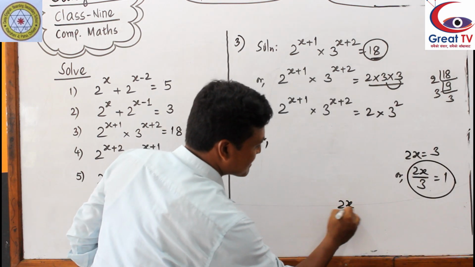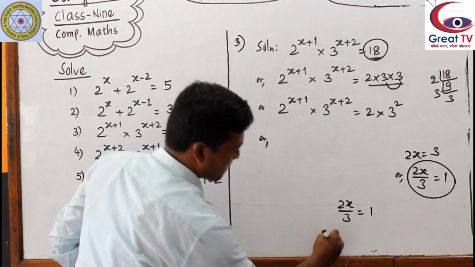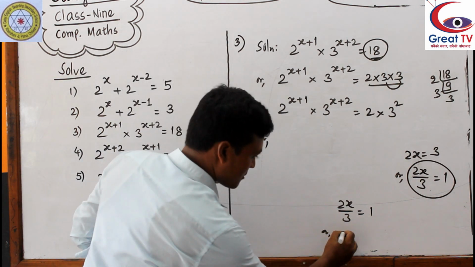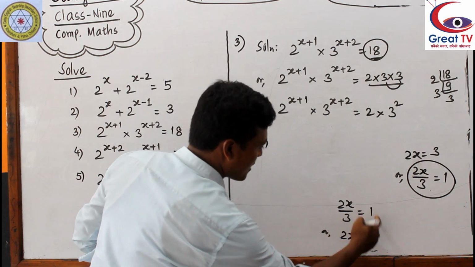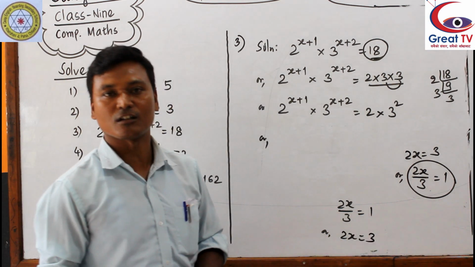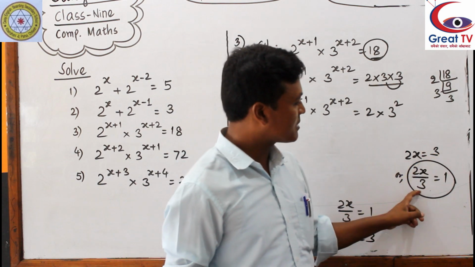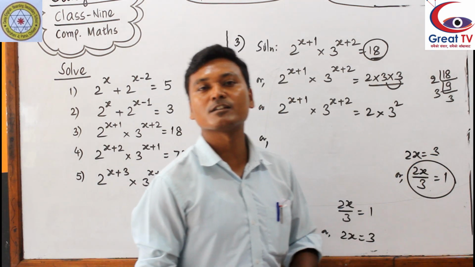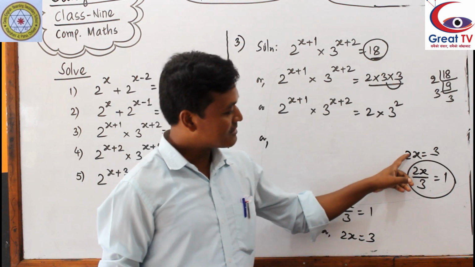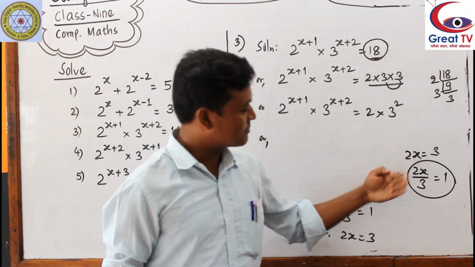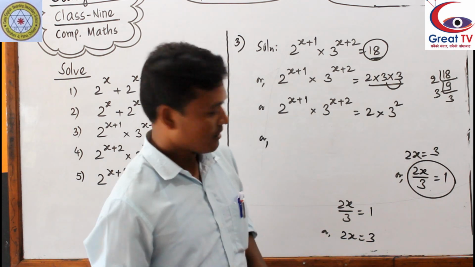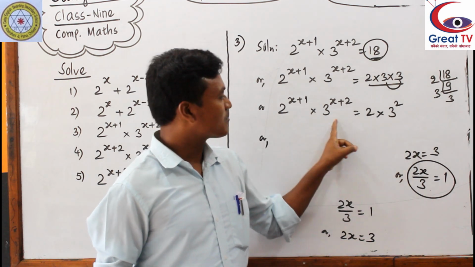If we have 2x by 3 equals 1, by cross multiplication 2x 1s are 2x equals 3 1s are 3. This can be done. So when you take this 3 down, on the right side nothing remains, so we write 1. So this is a very new concept for you. This can be done because when you simplify again, you will 100% get this much. So we are going to use this concept over here.